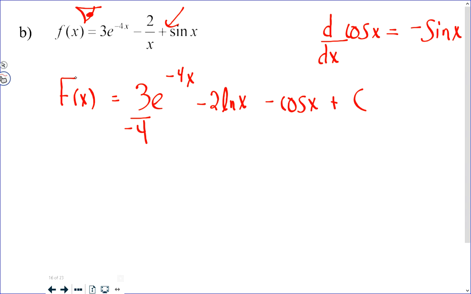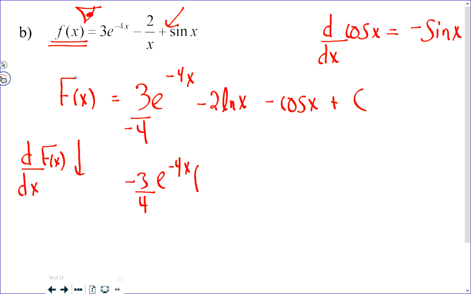Now you can check all this. If you differentiate with respect to x, the antiderivative, you have to get the original function. So what is the derivative with respect to x of 3 over negative 4 e to the negative 4x? I'm going to put that negative on the top. It's negative 3/4 e to the negative 4x multiplied by the derivative of negative 4x. Minus, what do you get when you differentiate 2 ln x? You get 2 times 1 over x.